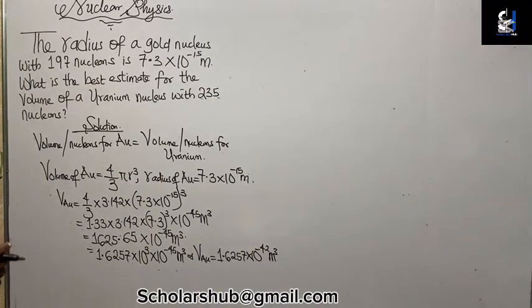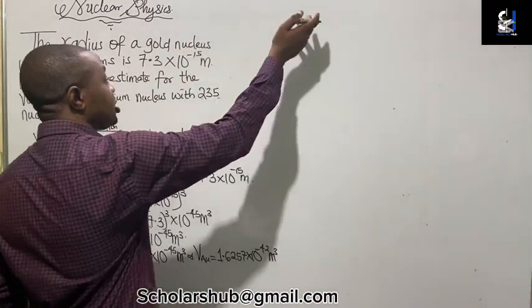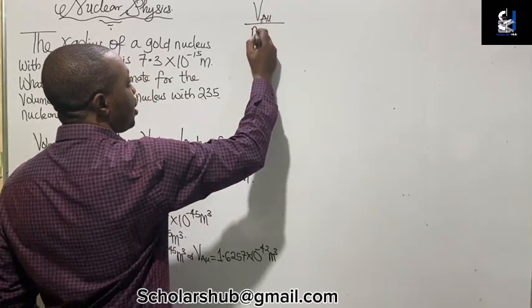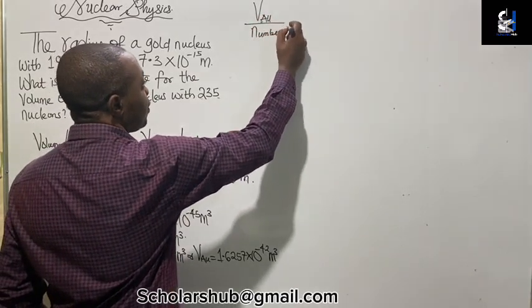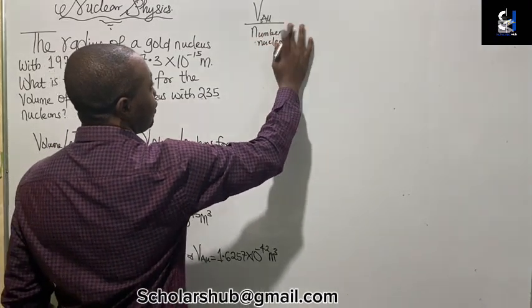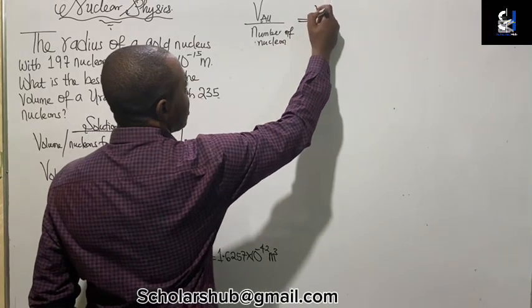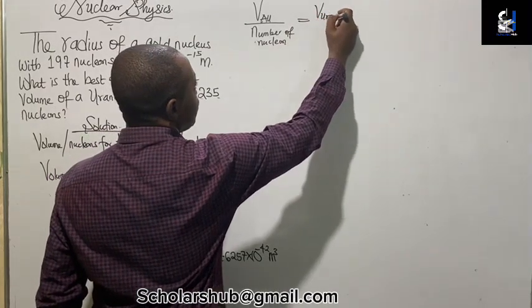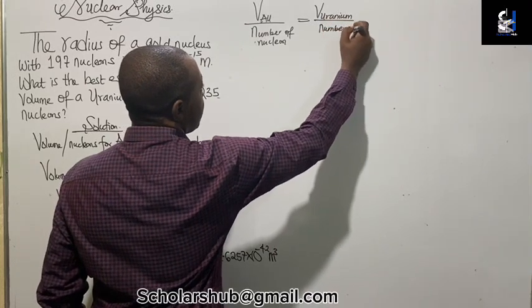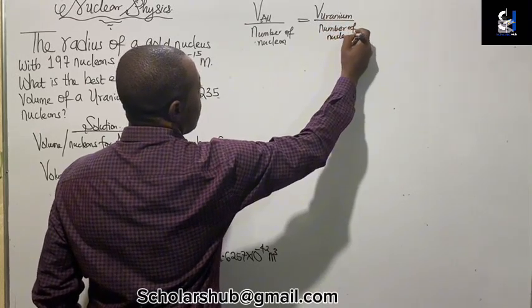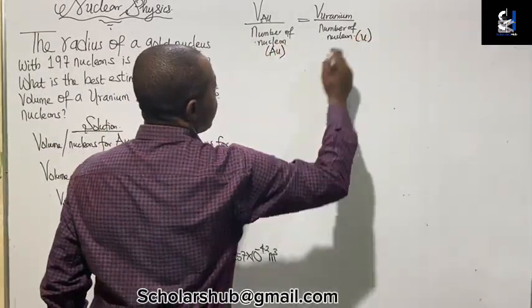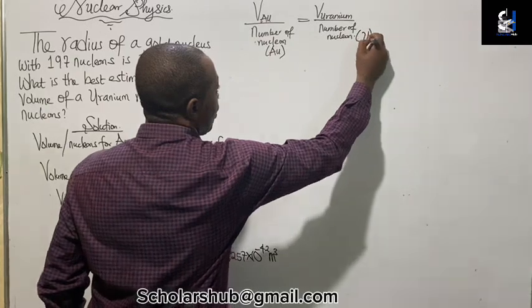Now we are given the nucleon numbers. We can see here that the volume of gold per number of nucleons of the gold element is equal to the volume of uranium over the number of nucleons for the uranium. This one is for gold, and this is for uranium, letter U.